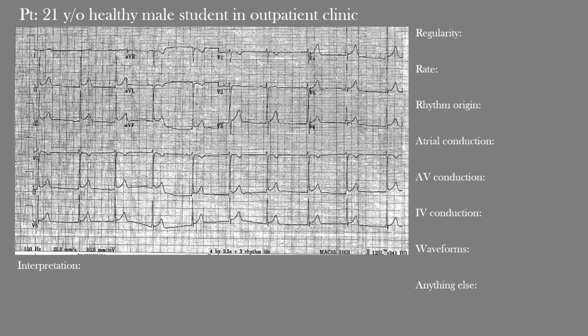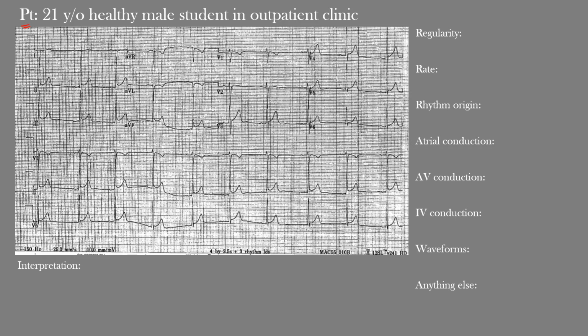What you see here is the patient information, okay? Below you have the EKG. And on the right side, you see the things that we're trying to address. Okay, we start with regularity. That means, are we dealing with a regular or irregular rhythm? And if it's irregular, is it regularly irregular, like we see in sinus arrhythmia, or is it irregularly irregular, such as AFib or atrial fibrillation?